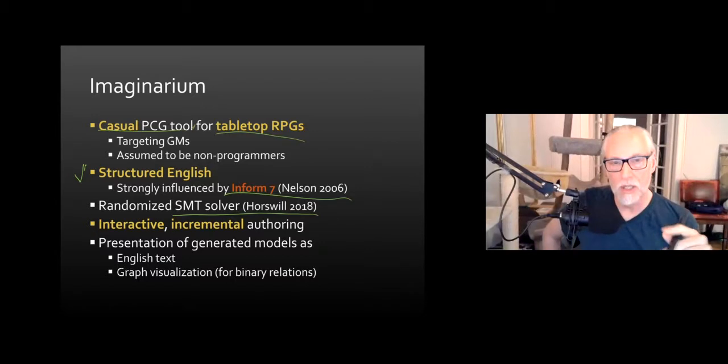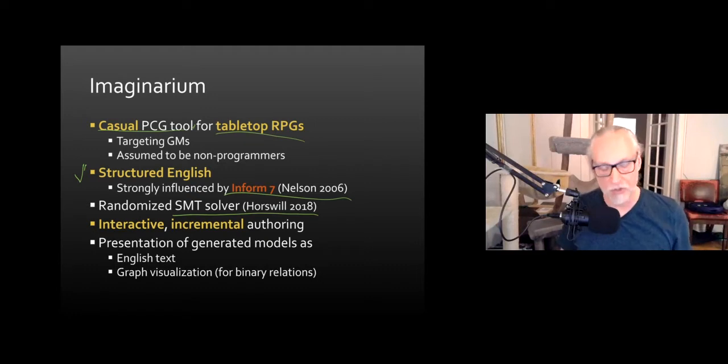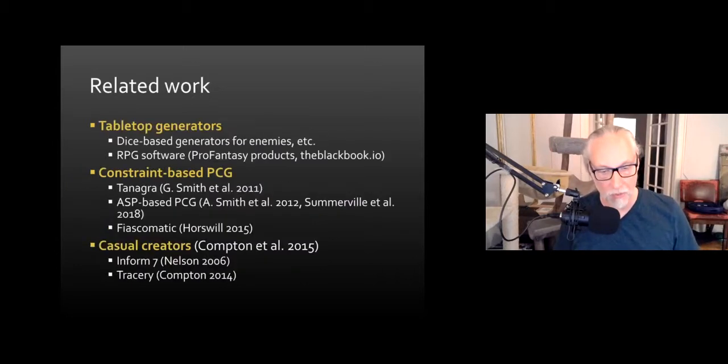It gives you an interactive environment where you can incrementally try things out and add constraints and remove them. And after it's generated a model, after it's generated a thing, it gives it back to you in English again, or for binary relations, it visualizes them as graphs.